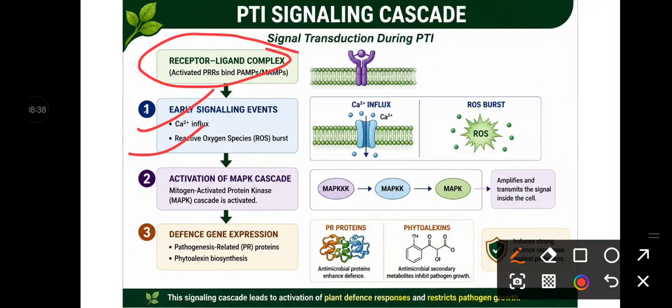That CAM pathway, G protein mediated signaling. So we will discuss all these pathways in detail.